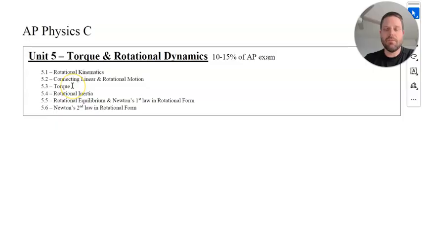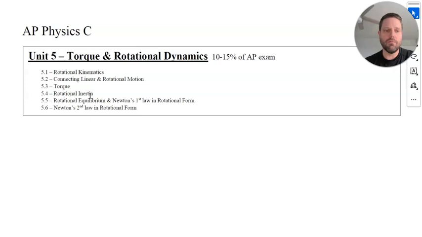In 5.3, we introduced the concept of torque, which is like rotational force. Rotational inertia is 5.4, and that's basically the rotational version of mass. So it's how difficult it is to spin something, in the same way mass is how difficult it is to accelerate something in a line.